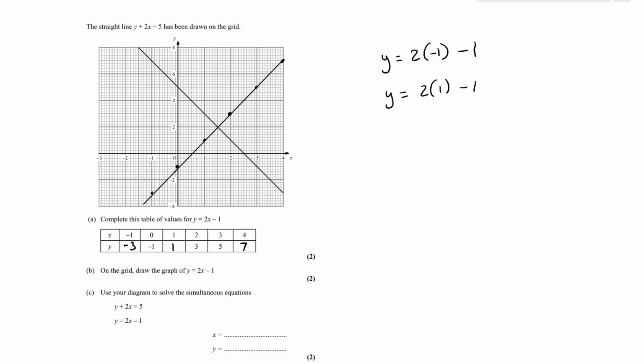And so the idea of this then is they ask you to use your diagram to solve the simultaneous equation. So the first equation is what they've given you in the question. The second equation is what we've plotted. And so we said before, the solution to this equation is just going to be the point where they intersect, which is this point here, which we can read off is going to be x is 1.5 and y is 2. And so those are the solutions to this simultaneous equation.